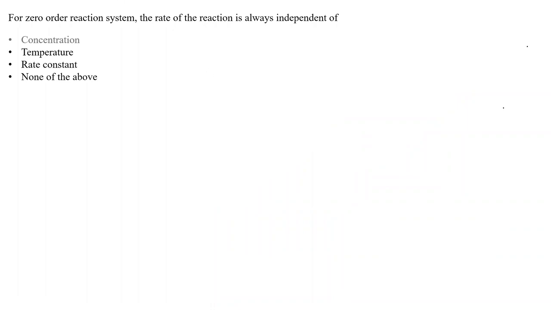And this brings us to the last question. For a zero order reaction system, the rate of reaction is always independent of. I guess you can easily answer this question now after so much discussion. The correct answer is concentration, because concentration is present in such an abundant amount that the reaction itself does not worry about the reactant getting over, and that's why it is independent of the concentration.